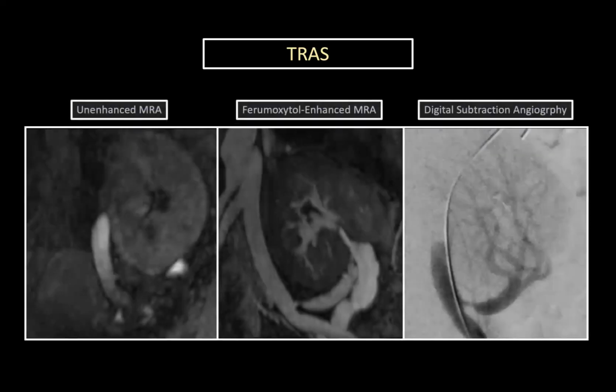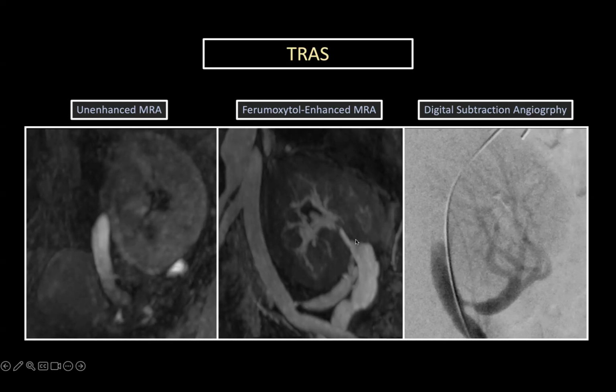And I'll just show a few example cases. Now, you can do an unenhanced MRA. Those are challenging in renal and transplanted renal arteries because they tend to curve and bend, and unenhanced MRAs are not as good at depicting those, as you can see here. Ferumoxytol enhanced MRA, here you can see this narrowing right here at the origin of the renal artery, which corresponds very nicely to the actual digital subtraction angiography that was performed.